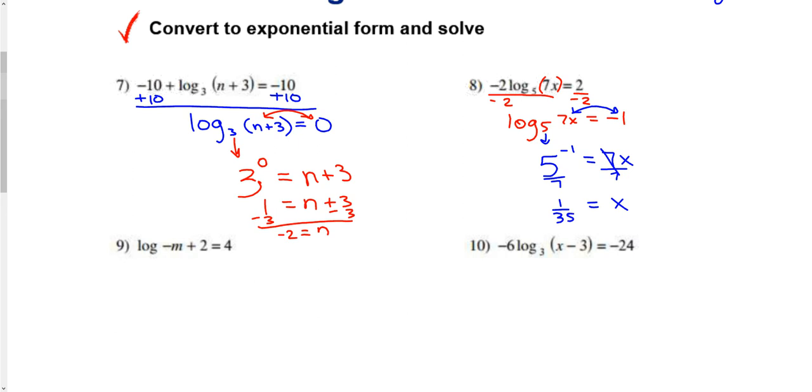If you're wondering how I got that, just type it in the calculator. Put 5 to the negative 1 over 7, and it's going to be 1 over 35. Mathematically, what happens is the 5 just goes down because it's negative. So then it's 5 times 7. So that's how I got the 35 at the bottom.